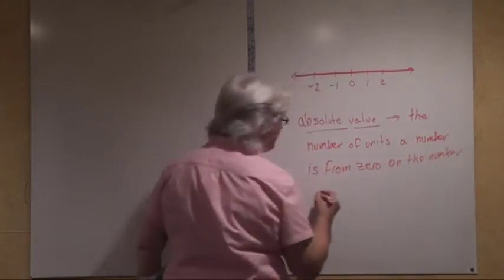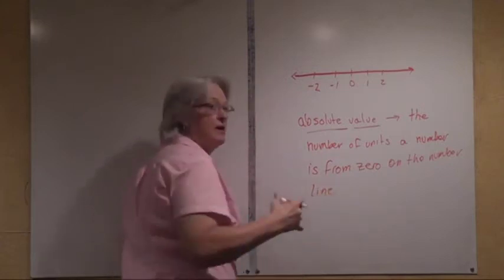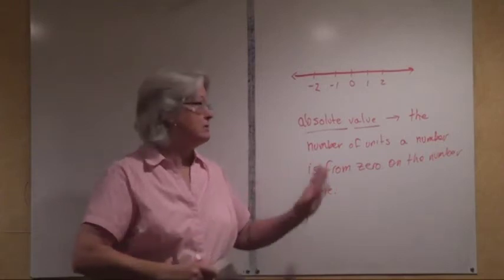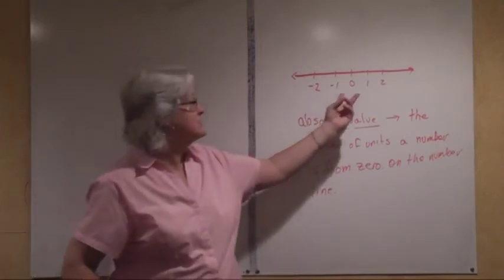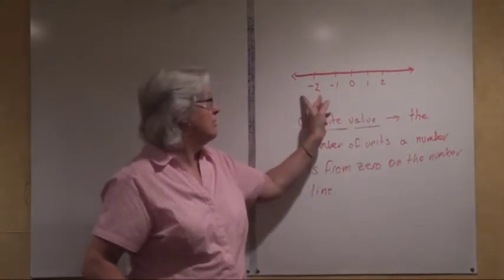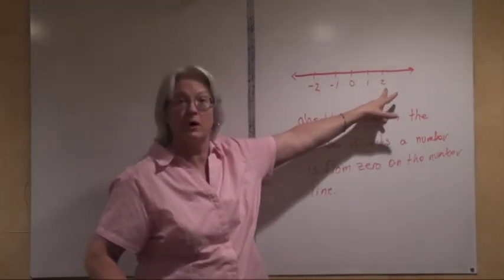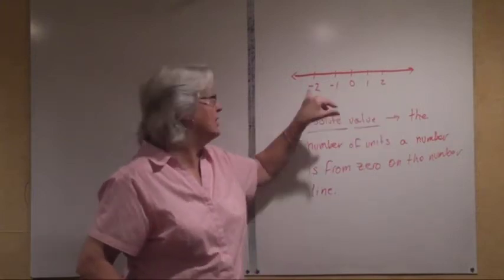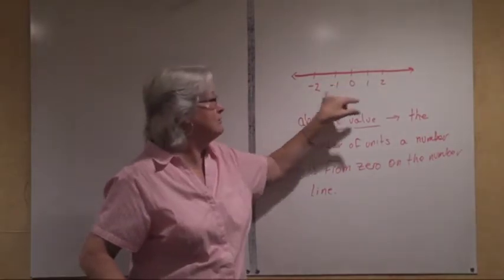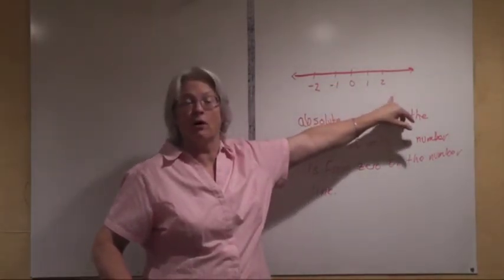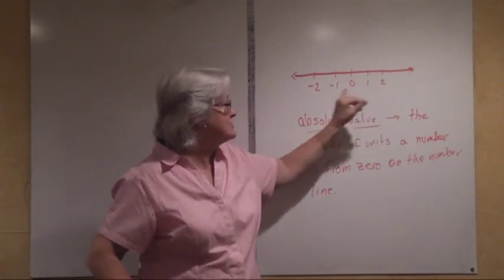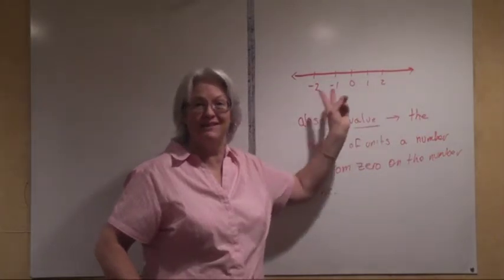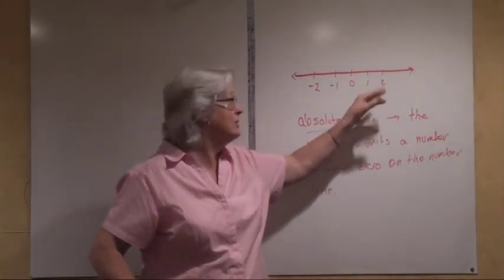And you see that this definition here is very similar to what we talked about just a few minutes ago when we had opposites. Numbers that are opposites are both the same distance from 0 on the number line. So here, positive 2 is 2 units to the right. Negative 2 is 2 units to the left of 0 on the number line. So negative 2 and positive 2 are opposites. But when we talk about their absolute value, it's the distance from 0, the number of units from 0 on a number line.